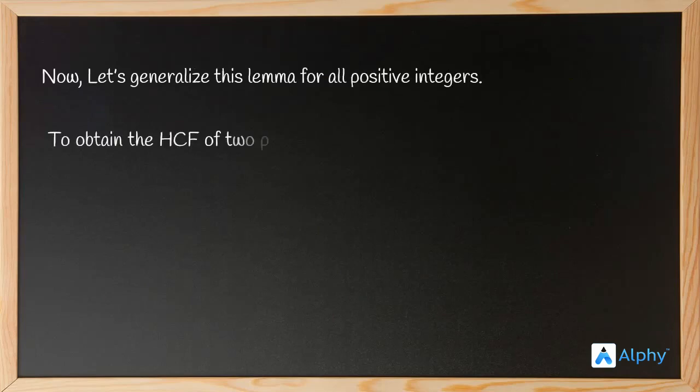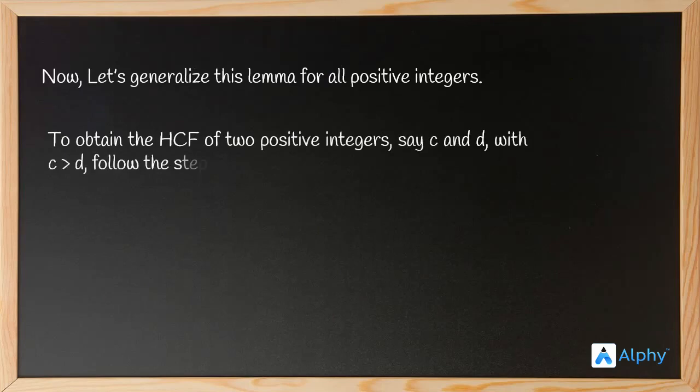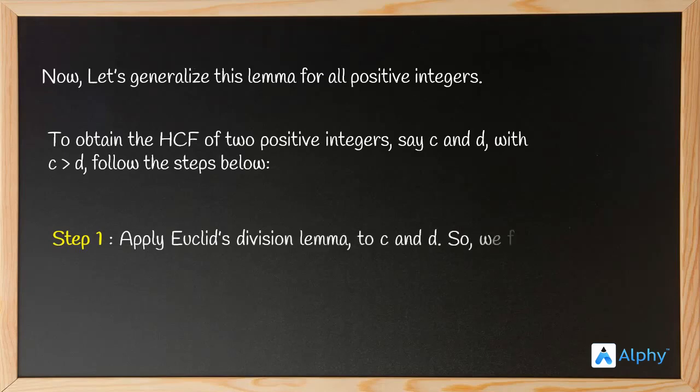So now let's generalize this lemma for all positive integers. To obtain the HCF of two positive integers, say c and d with c greater than d, follow the steps below. So I am going to walk you through some steps which are very easy to do, and you can follow these steps every time to find the HCF of any two positive integers. So let's see the steps. Step number 1. Apply Euclid's division lemma to c and d.